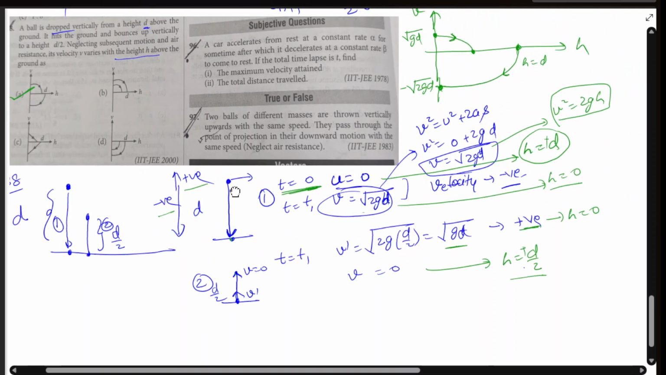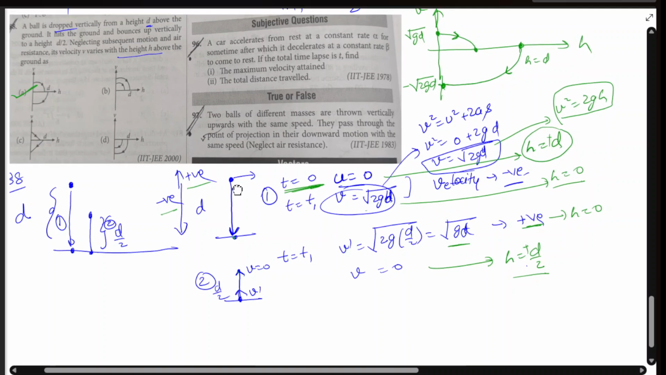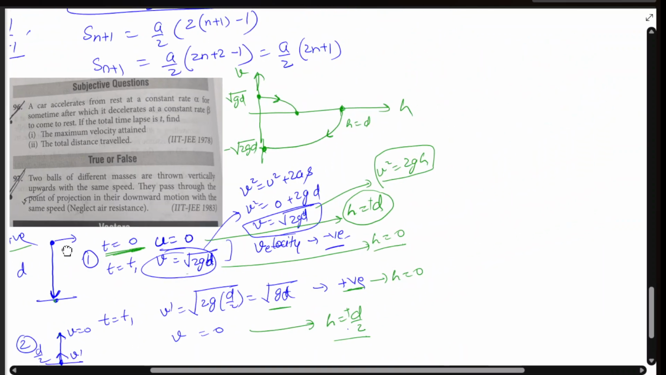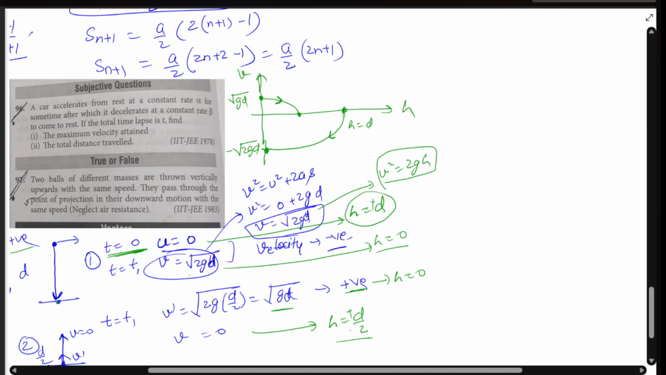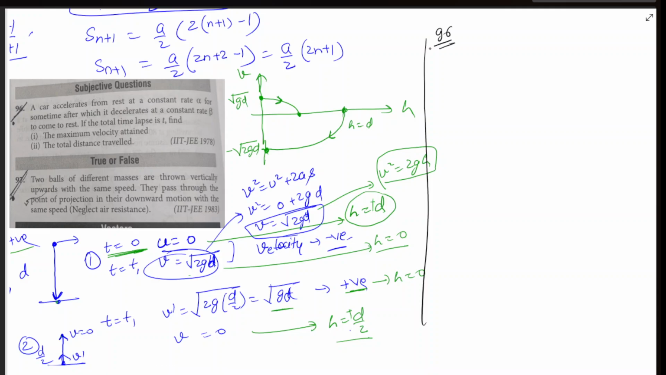Let's move forward to question number 96, right? A car accelerates from rest at a constant rate alpha for some time, after which it decelerates at a constant rate beta to come to rest.